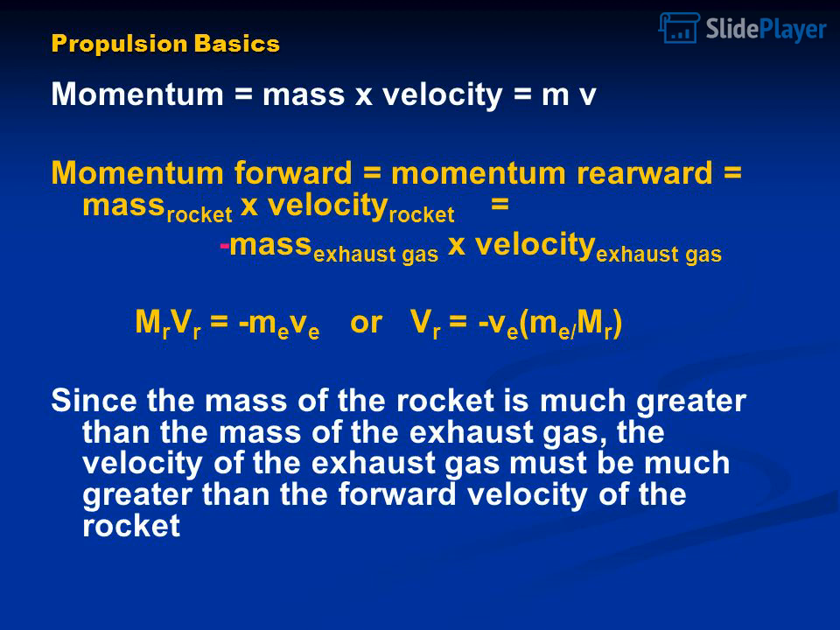Momentum forward equals momentum rearward equals mass rocket x velocity rocket equals mass exhaust gas x velocity exhaust gas. Mr Vr equals Me Ve, or Vr equals Ve Me/Mr. Since the mass of the rocket is much greater than the mass of the exhaust gas, the velocity of the exhaust gas must be much greater than the forward velocity of the rocket.